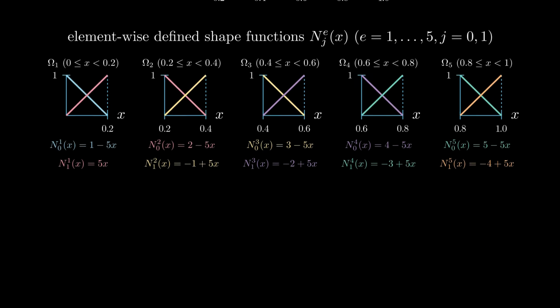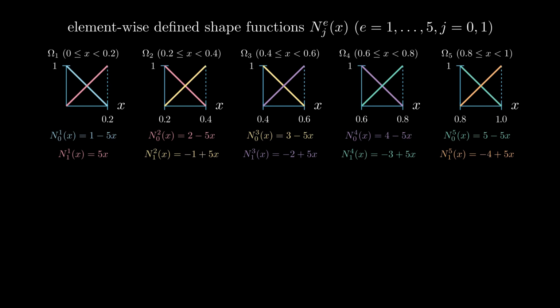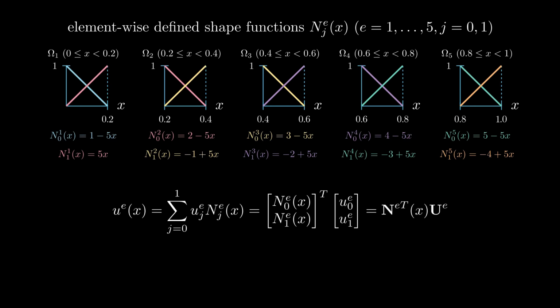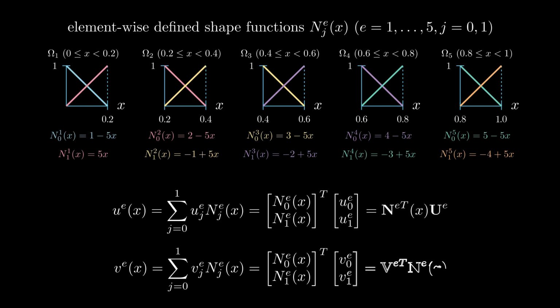Next, we use the shape functions to approximate u of x at each element. Here, u^e of x means that we are considering u only at the element e, and u^e_j are the nodal values of u at this element. We can also write this ansatz in vector notation. In a similar way, we construct an ansatz for v of x at each element.